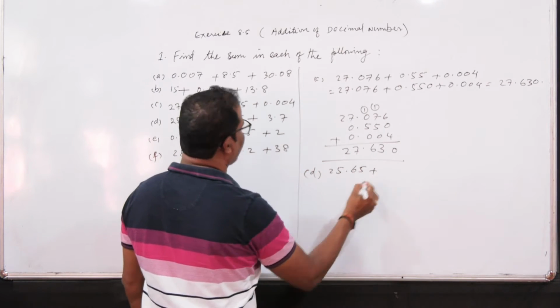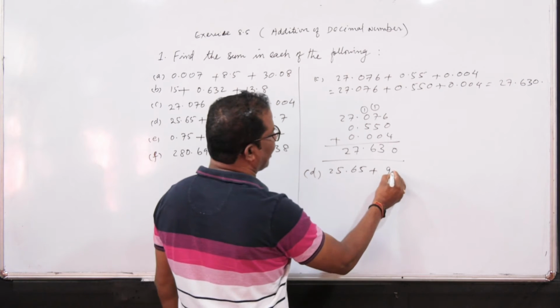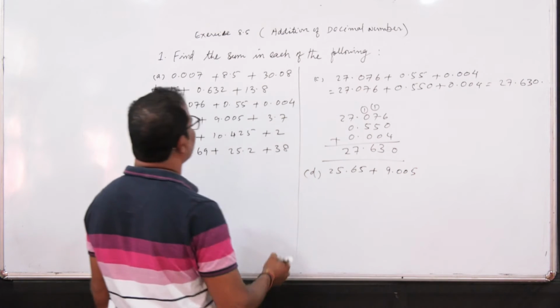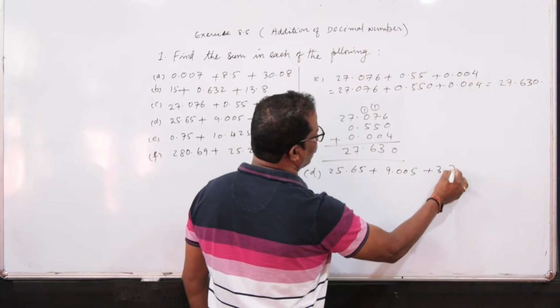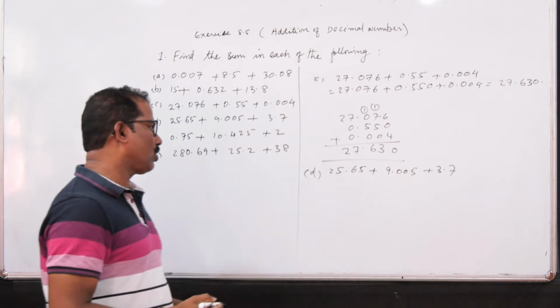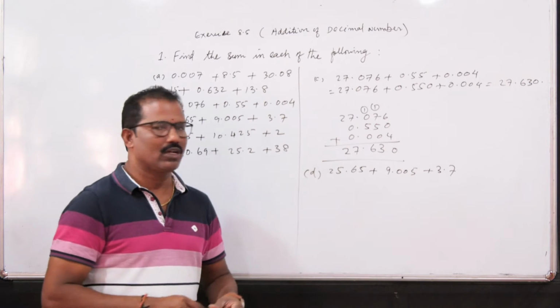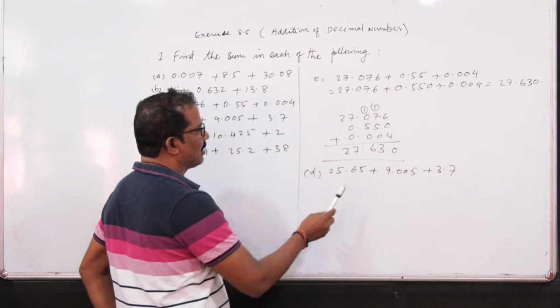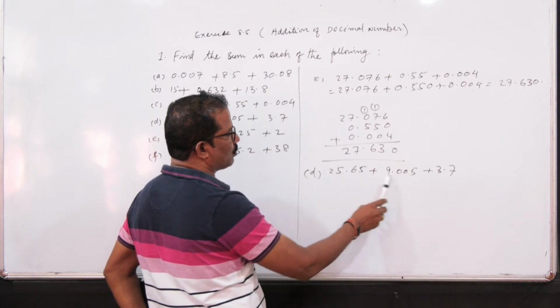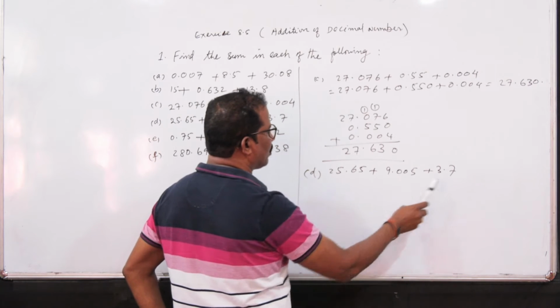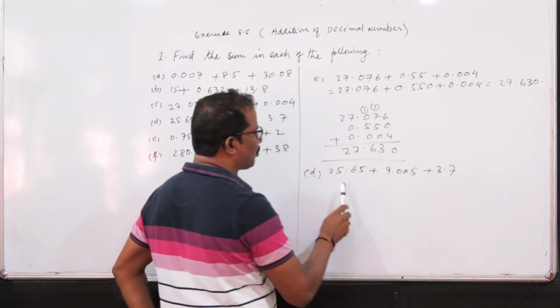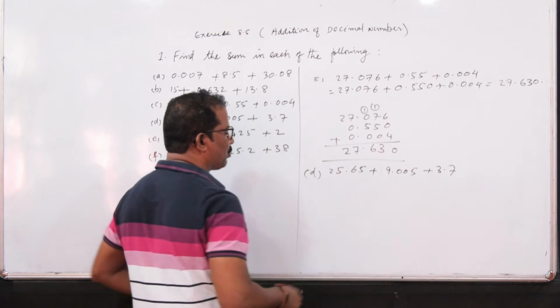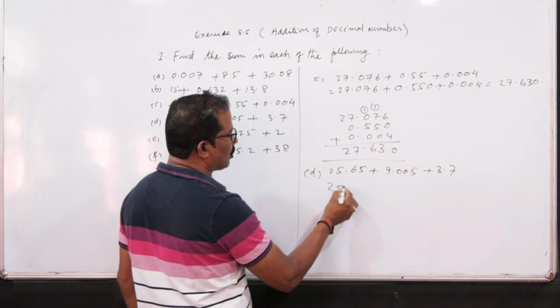25.65 plus 9.005, then 3.7 only. So in this question also the given decimals are not like decimals. We have to convert into like decimals first. How is it? See, here the maximum places are 2, here 3 and here 1. So to convert all the given decimals into a maximum of 3 places of decimals, how is it? By adding zeros in the last.